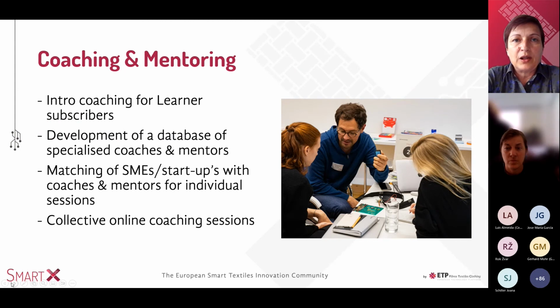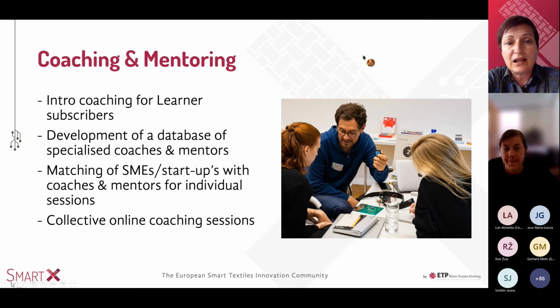Being involved in the SmartX community, you will also have access to experts, mentors or coaches, where you can find expertise or knowledge you don't have today, and you are searching for the expertise on the technology side or maybe on the business side. Of course, the program we will work on is again according to the needs of the subscribers of the SmartX community.